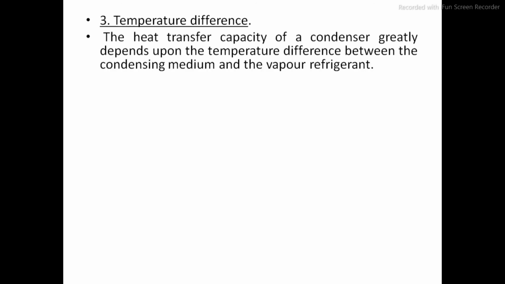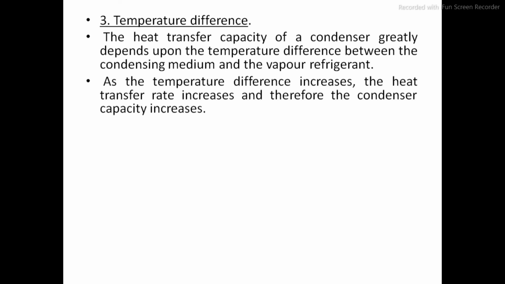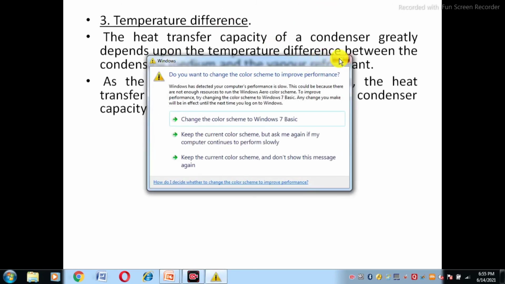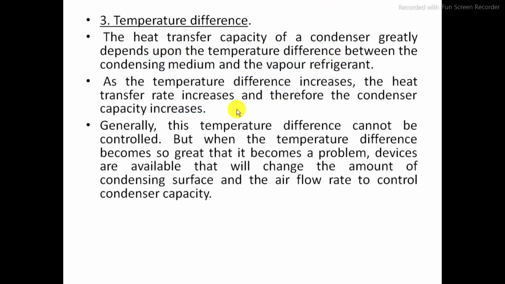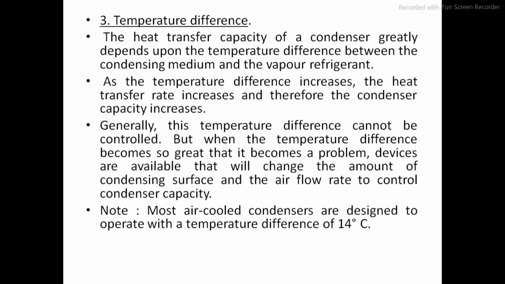Temperature difference. The heat transfer capacity of a condenser greatly depends upon the temperature difference between the condensing medium and the vapor refrigerant. As the temperature difference increases, the heat transfer rate increases and therefore the condenser capacity increases. Generally, this temperature difference cannot be controlled, but when the temperature difference becomes so great that it becomes a problem, devices are available that will change the amount of condensing surface and airflow rate to control condenser capacity. Finally, most air-cooled condensers are designed to operate with a temperature difference of 14 degrees C.